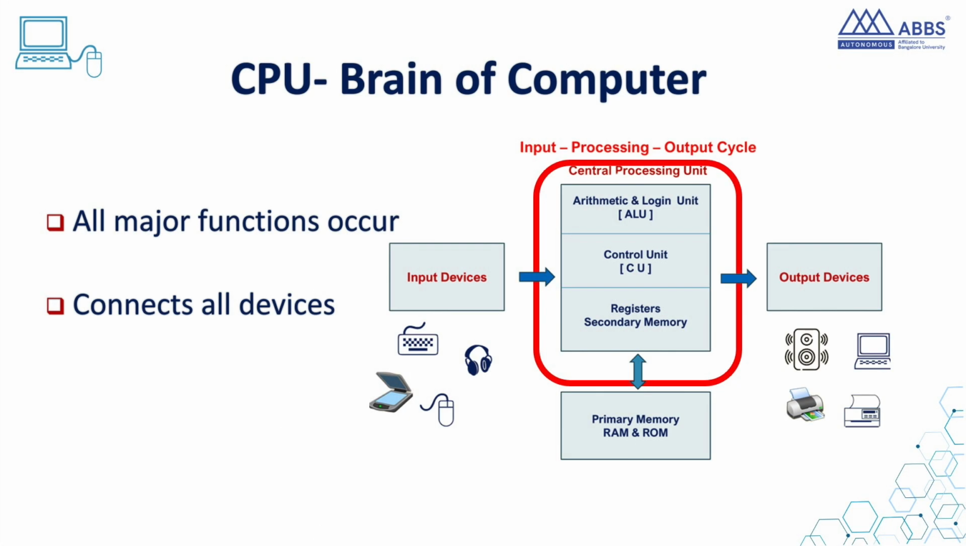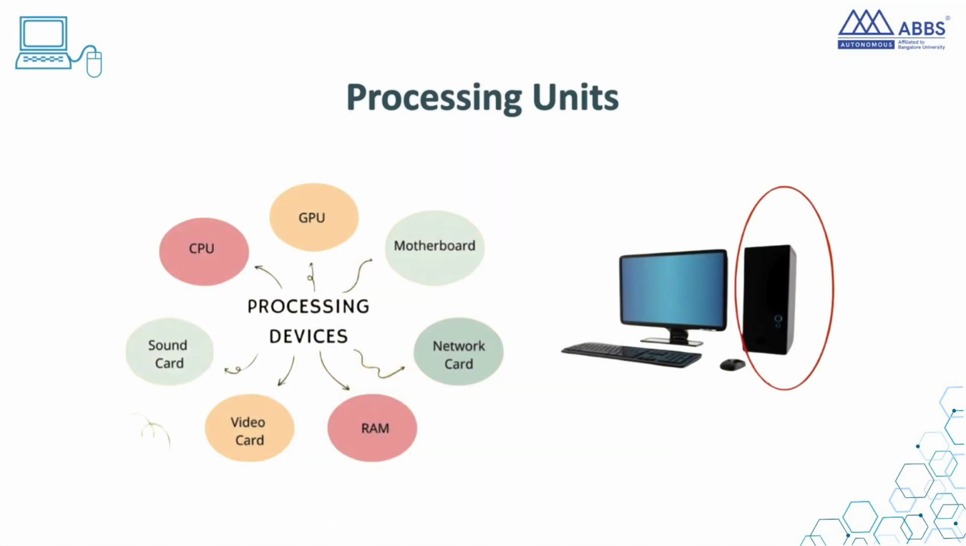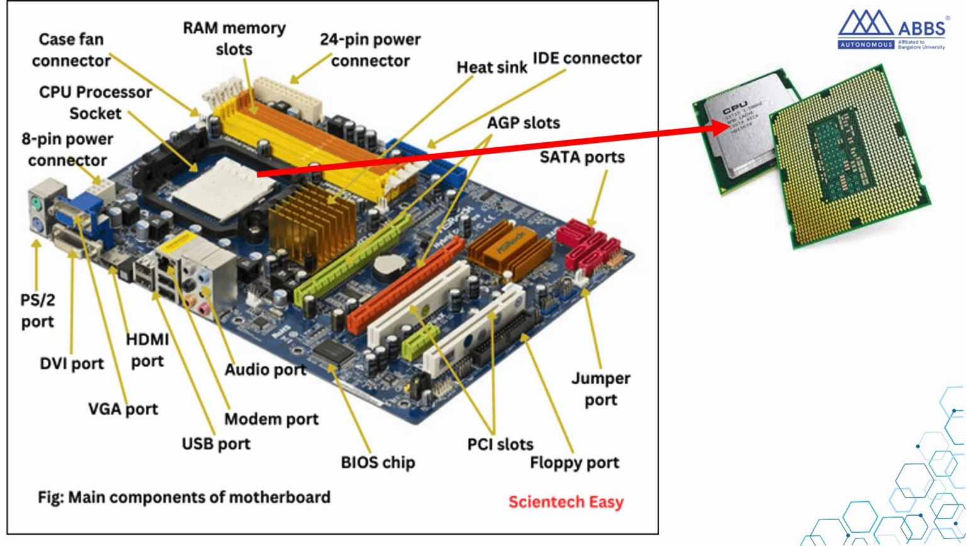How does a processor look? Usually, people often confuse the cabinet next to the computer as the CPU. But in reality, the CPU is a small chip which is embedded on the motherboard. It might hardly be the size of a small matchbox, or maybe even smaller than that.